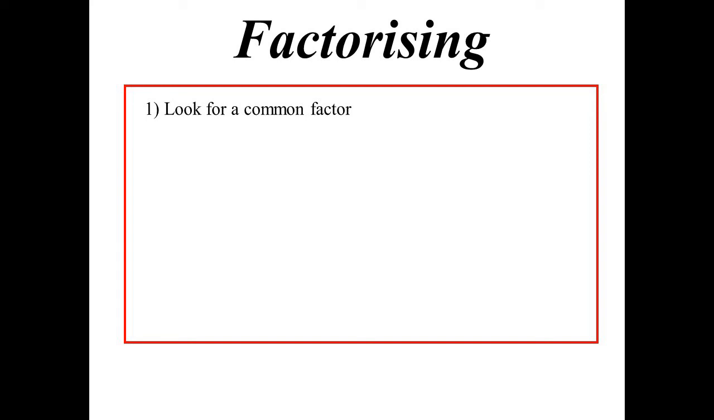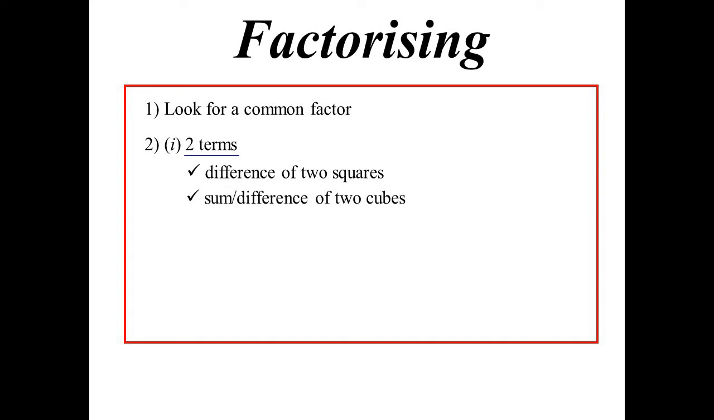Once you've done that, the number of terms that are there can give you a hint as to how to approach it. So if you've got two terms, at this stage, the sort of thing we're looking for is, well, is it a difference of two squares? Is it one of those sort of things? Maybe it's the sum and difference of two cubes. We'll talk a bit more about that later.